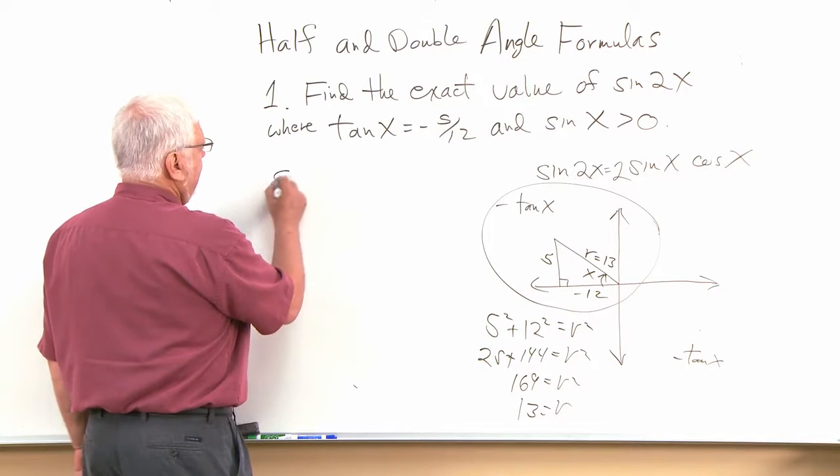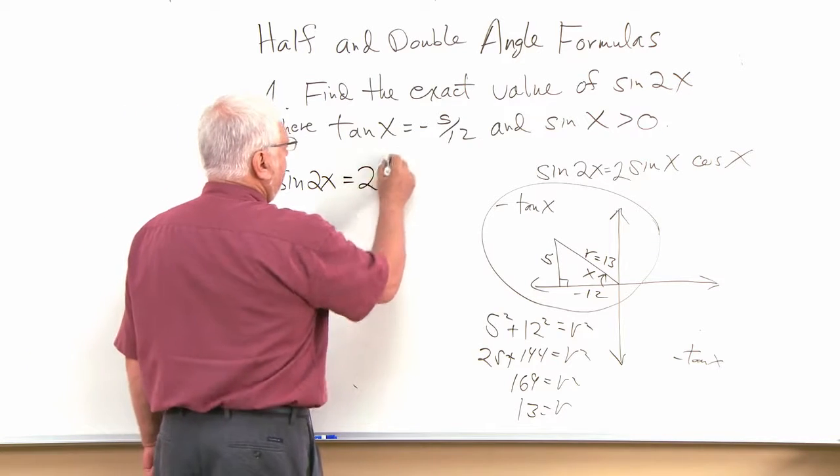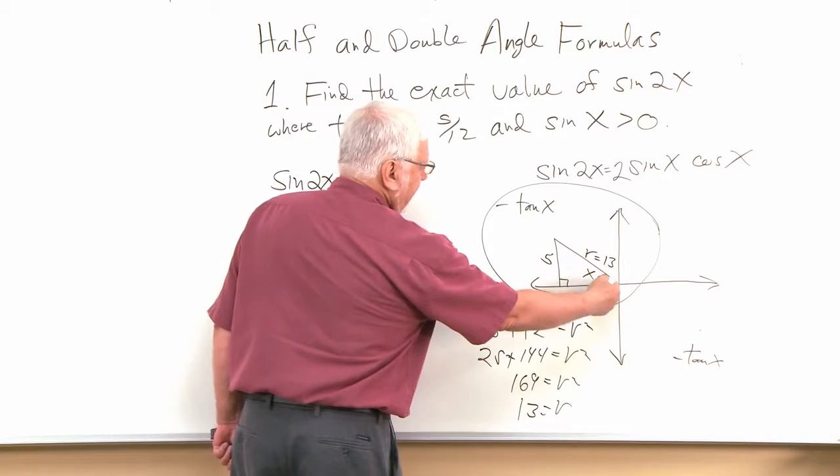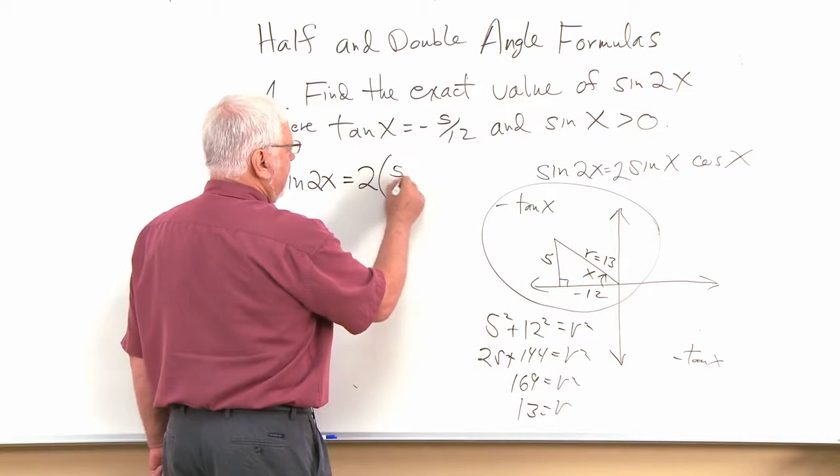So now we'll just take that formula, the sine of 2x equals 2 times the sine of x. The sine of x is the opposite over the hypotenuse, so it's 5/13.